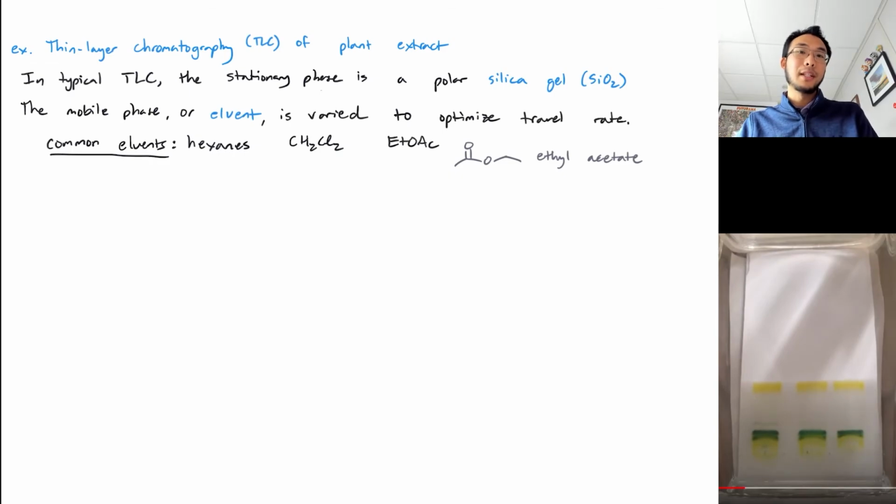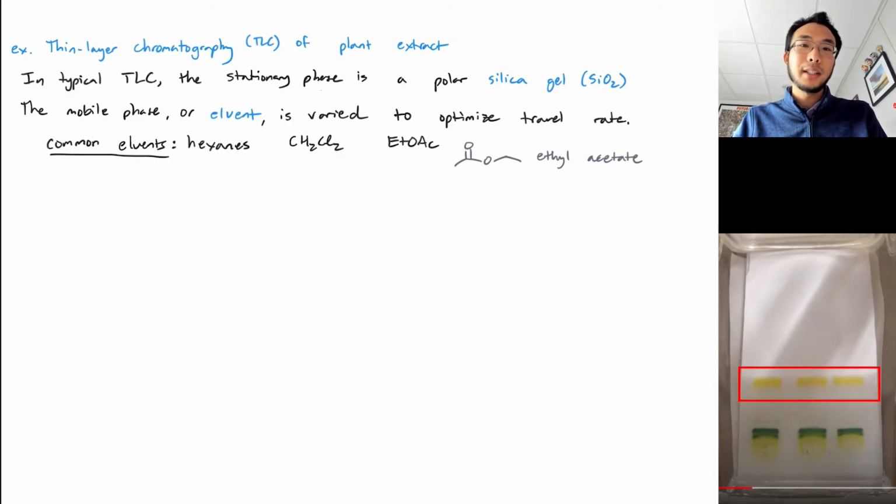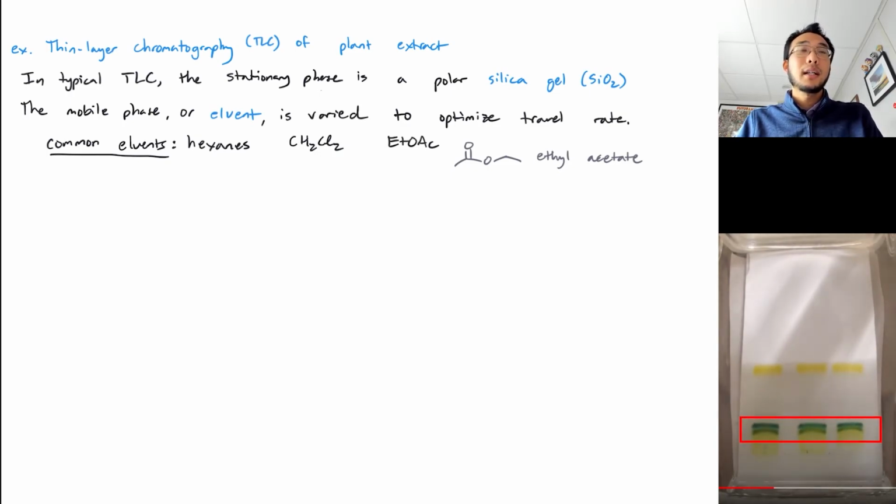Some of them travel just as fast as the eluent or mobile phase, and some of them travel slower than the eluent or mobile phase. As time goes on and more distance is traveled, you can see more and more of a difference between different molecules present in that initial mixture that was spotted onto the plate.